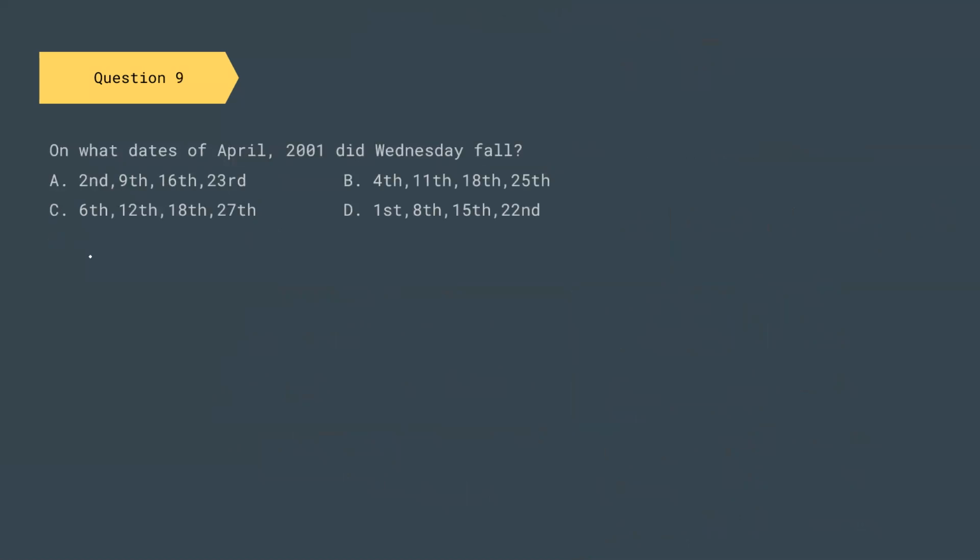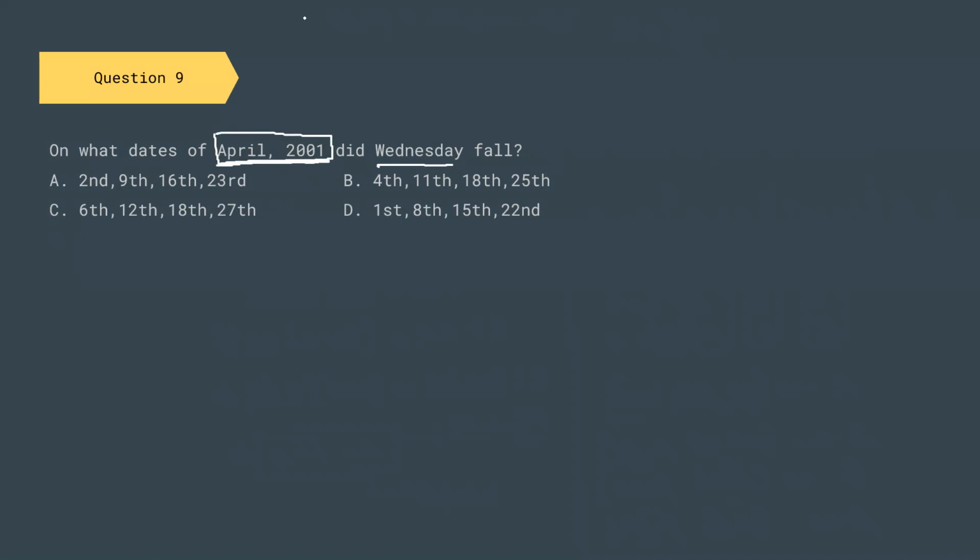Okay. So this type of question we have already done in the previous class, but this question is a little bit different. Instead of asking the day for a particular date, they are telling us to find out the dates on which Wednesday fell in April 2001. So what were the dates on which Wednesday fell in April 2001?